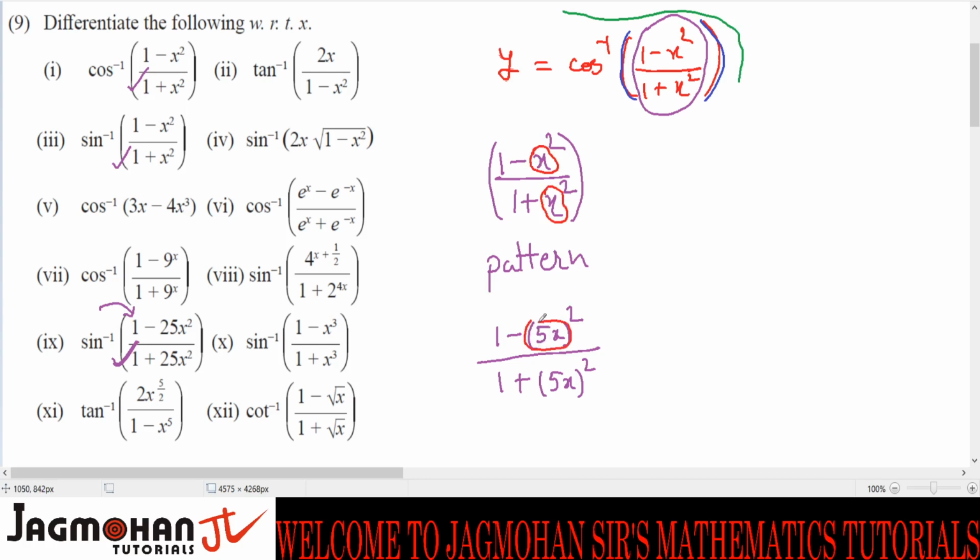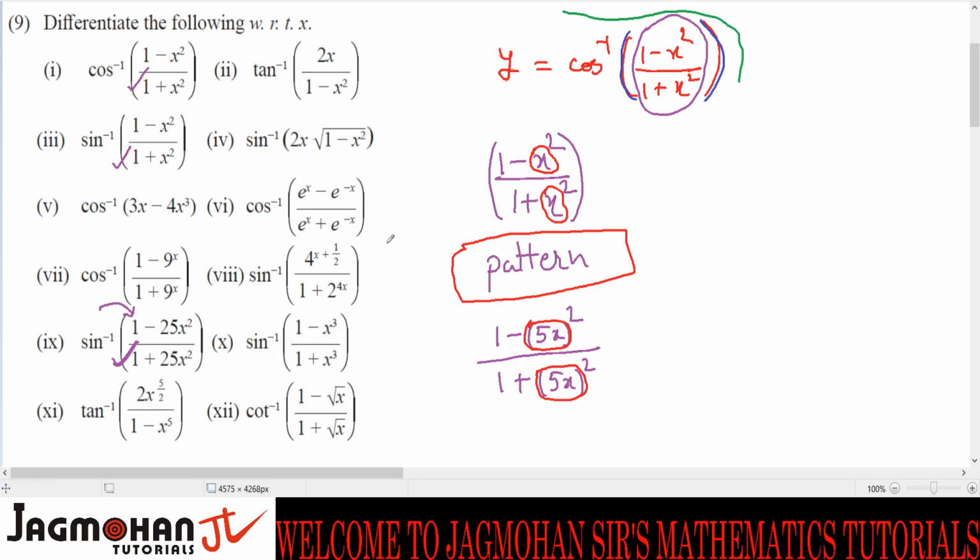So 1 minus 5x square and 1 plus 5x square. So why am I teaching you all this? Because something interesting is going to happen in this section where we are going to learn the substitution method with regard to patterns. This substitution is based on the pattern of expressions.